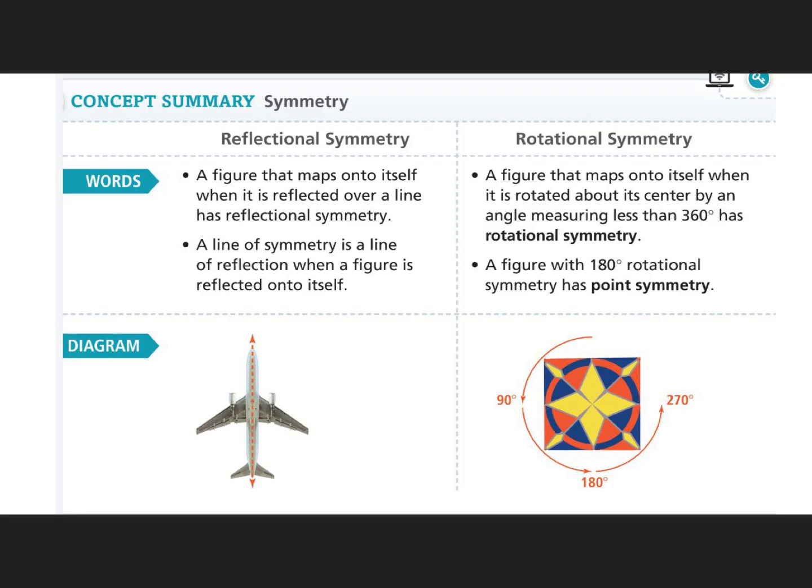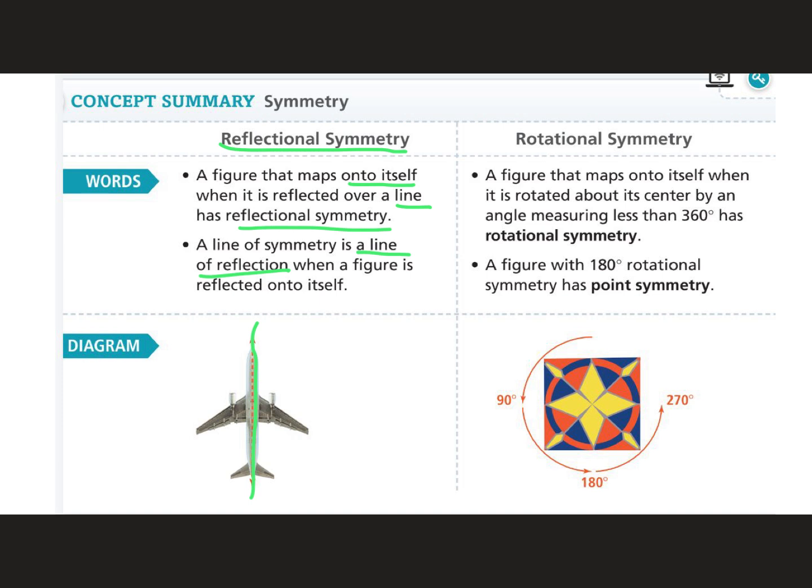Okay? This is a quick concept summary for you. So you'll notice reflectional symmetry. When a figure maps onto itself when it is reflected over a line, it has reflectional symmetry. A line of symmetry is a line of reflection. So here you see the line of reflection.